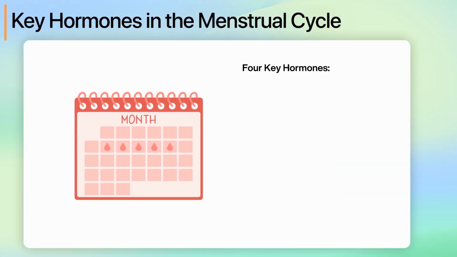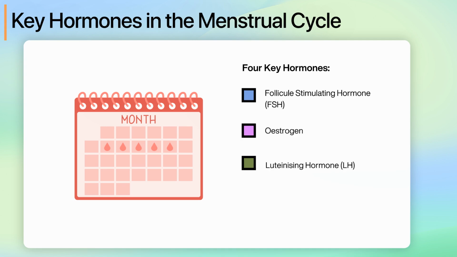To understand how the menstrual cycle operates, we need to explore how four key hormones: follicle-stimulating hormone, FSH, estrogen, luteinizing hormone, LH, and progesterone, all interact to coordinate the complex processes involved.